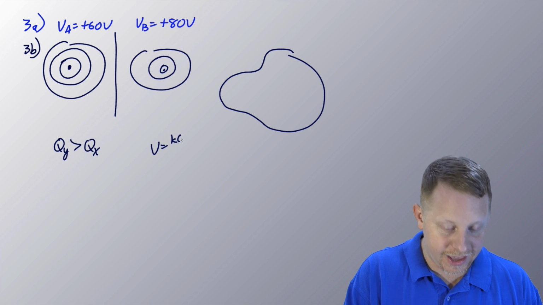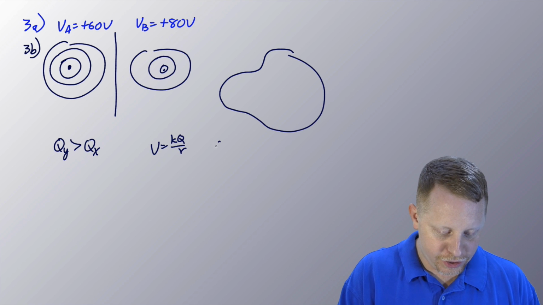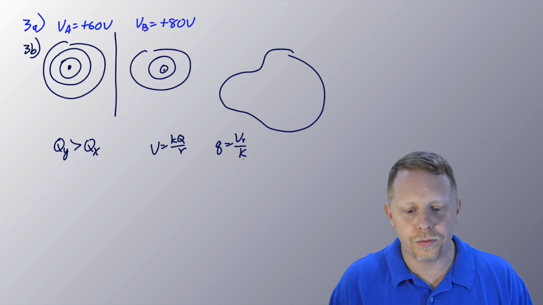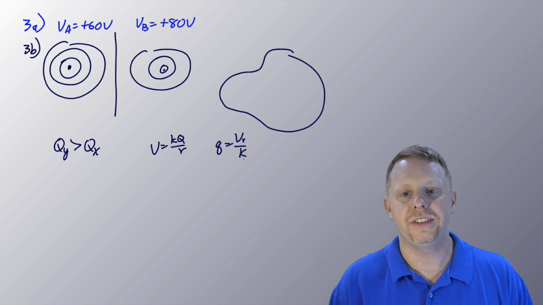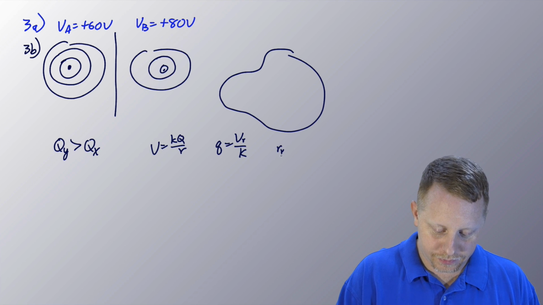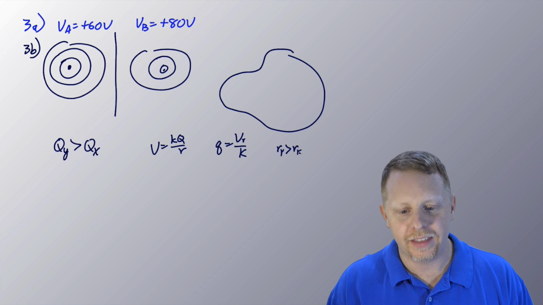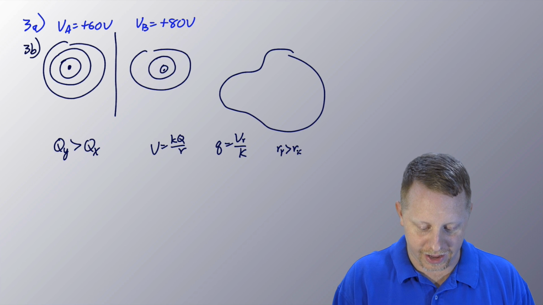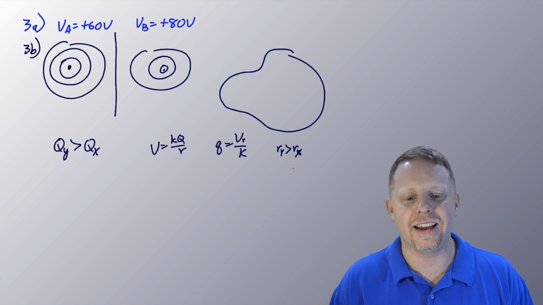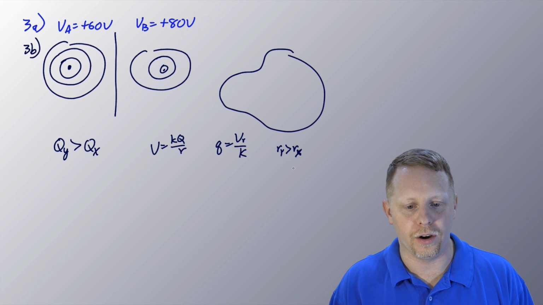Well, if V equals kQ over R, then Q equals the voltage times R over k. So for the same voltage, say you look at the 70 volt equipotential line, R_Y is greater than R_X, therefore Q_Y is greater than Q_X. You look at the radii, the difference in the voltage as you go out from those spheres, and based on that you can tell that you have the greater charge on Y.